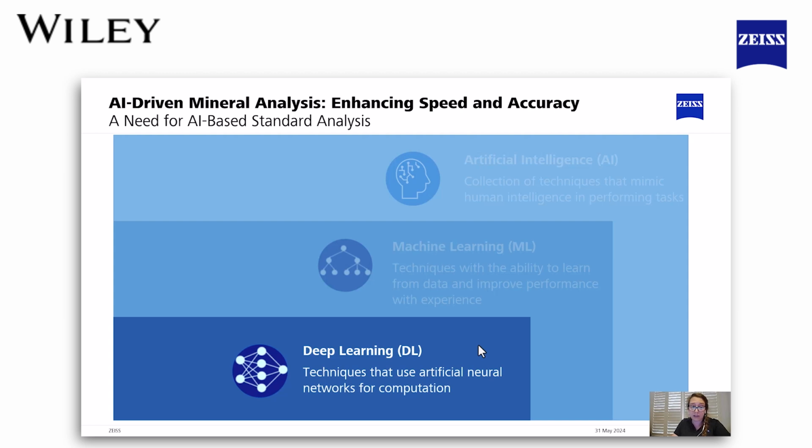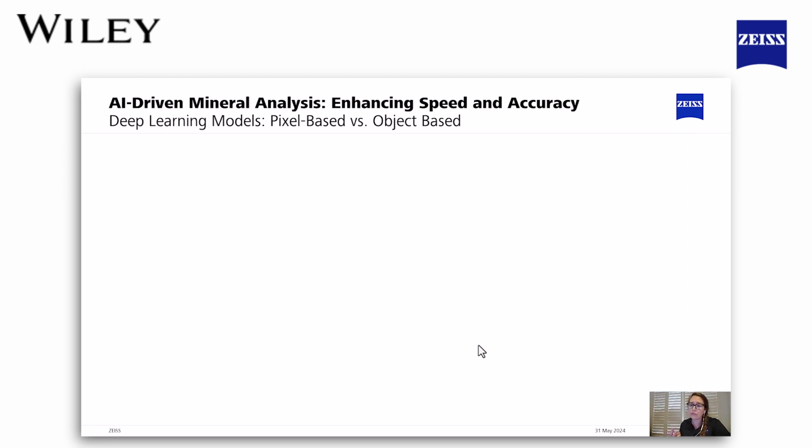Now, specifically within the AI family, deep learning tools, and more specifically certain types of models within deep learning, which we'll talk about in a minute, are really what are needed for accurate differentiation and classification of mineral grains and mineral analysis. So let's take a look at these models. There are two types of models when we're talking about deep learning that are commonly used for image analysis. Those are pixel-based models and object-based models.